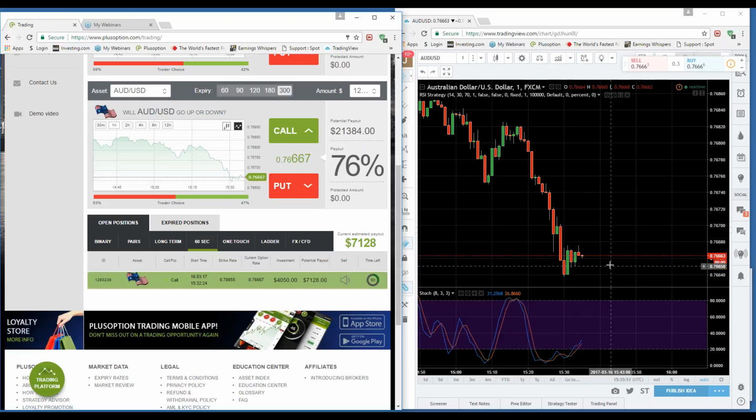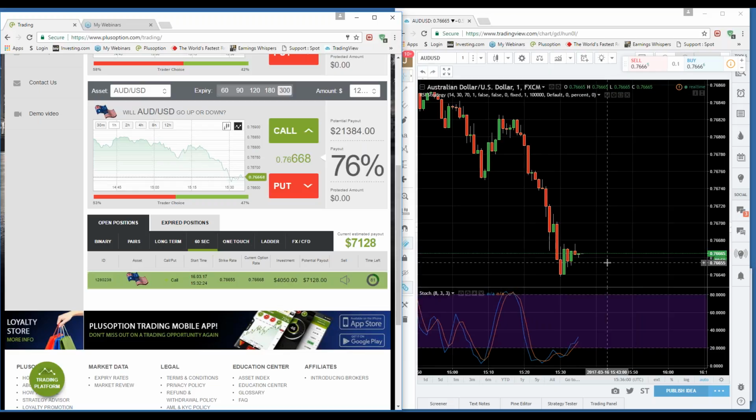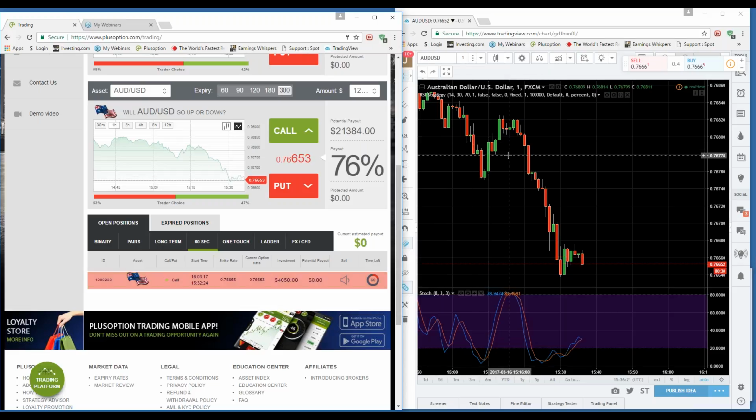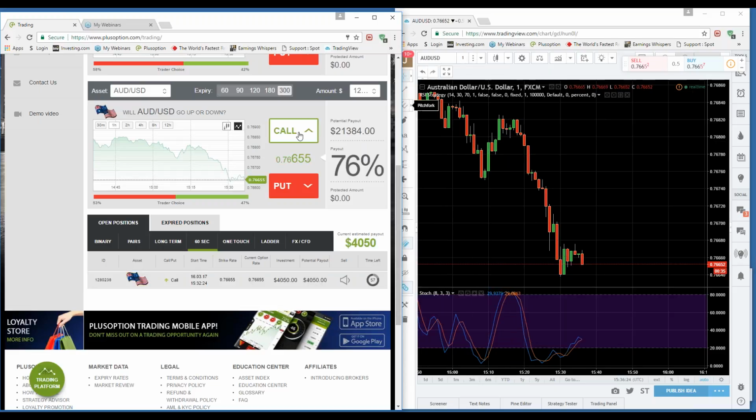So our strike rate is right here. As long as we stay above this dotted line, we will see a victory. Still, our next value is queued up, just in case. Okay, so we might have to take this trade.